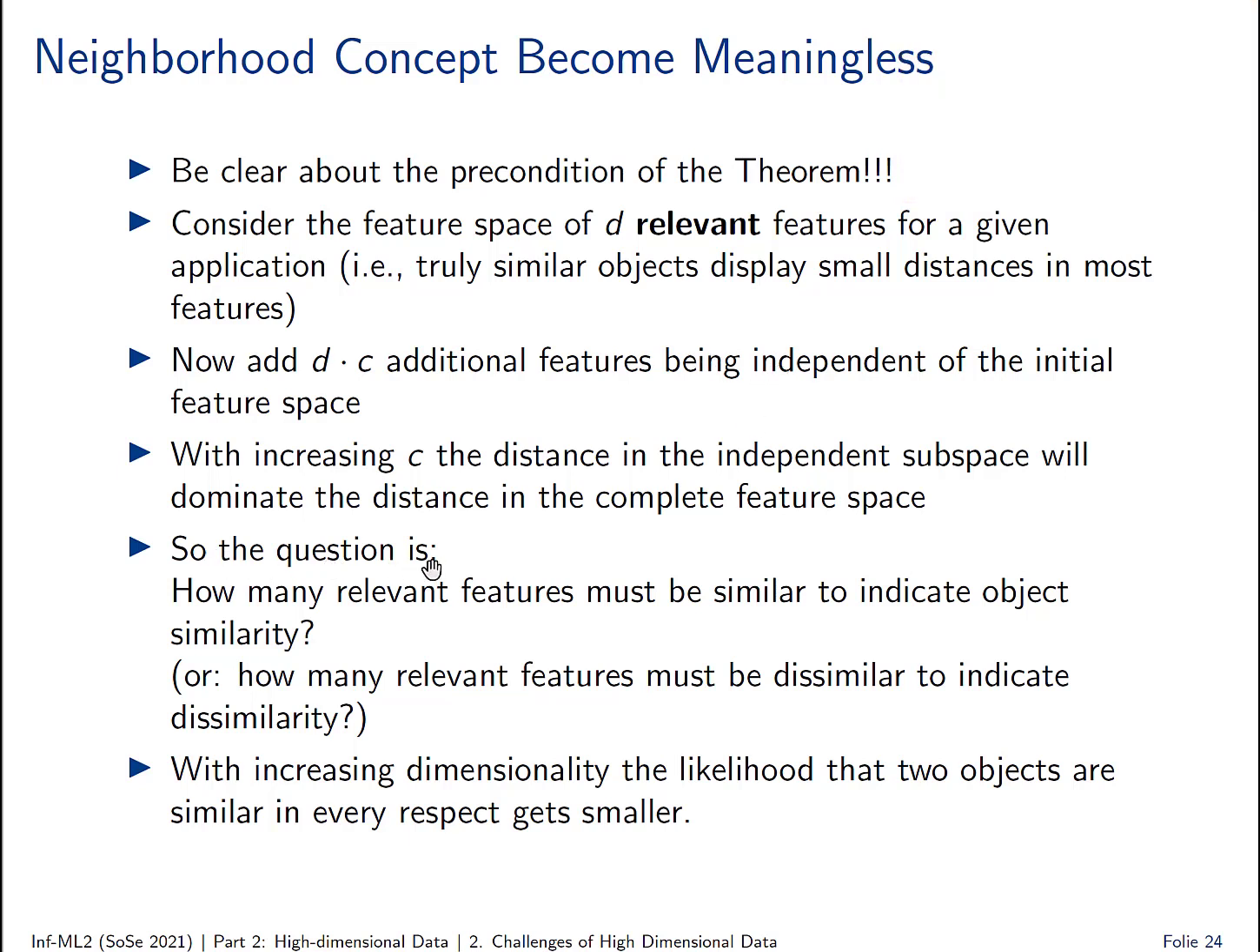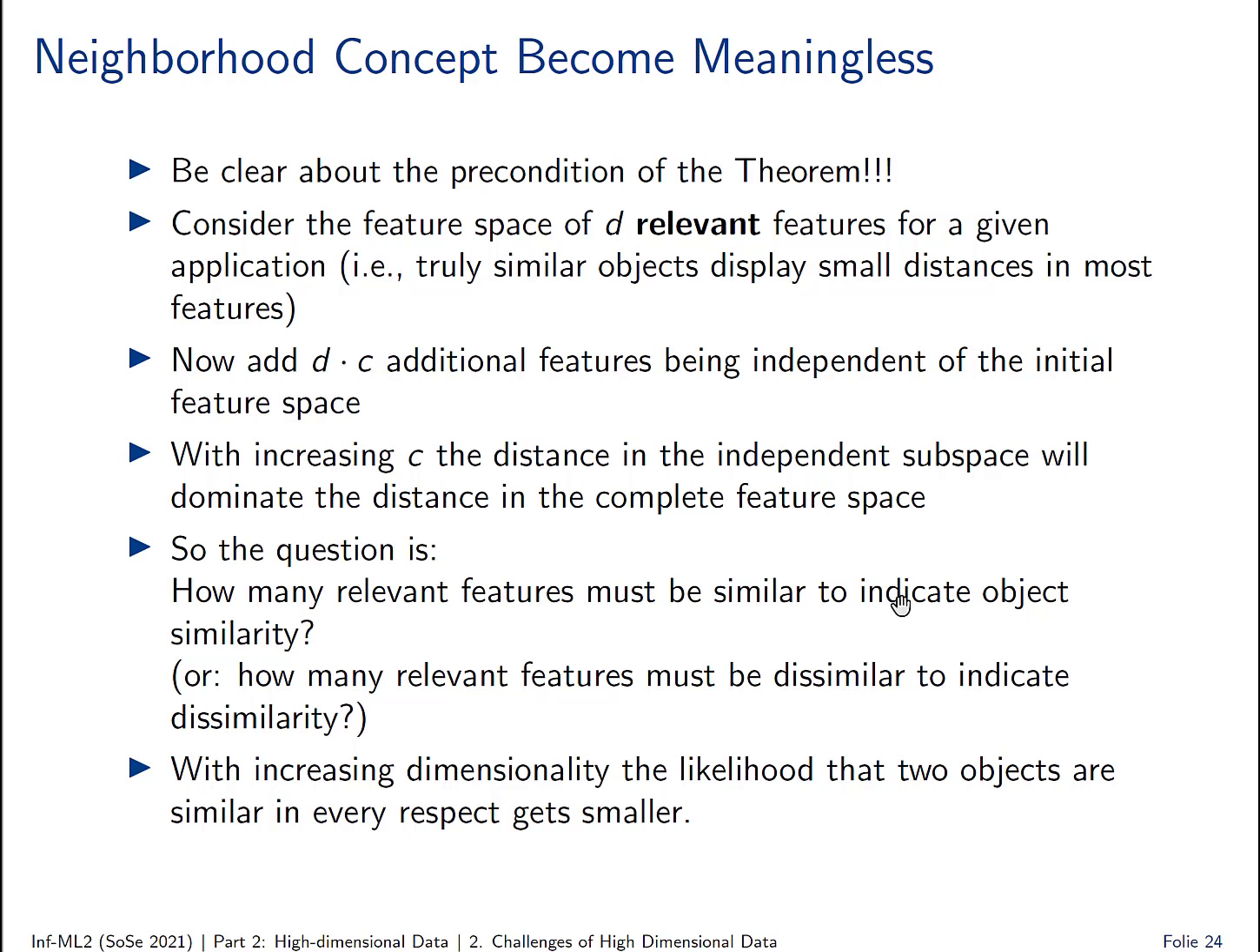So the question, of course, is how many relevant features must be similar to indicate object similarity, or how many relevant features must be dissimilar to indicate dissimilarity, or distance. That is, of course, a good question, sometimes not so easy to answer. But anyway, with increasing dimensionality, the likelihood that two objects are similar in every respect gets smaller, meaning that if we add new features, it's likely that we add something which is irrelevant, especially if we just add it because we have it and not thinking about the relevancy of features.